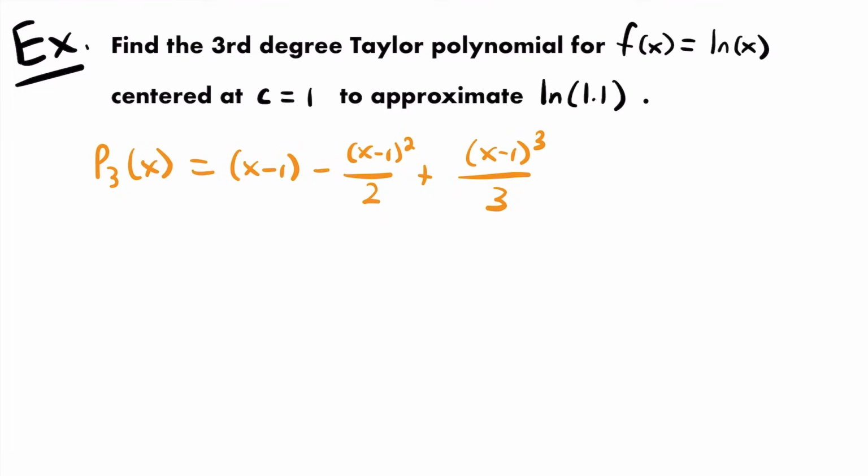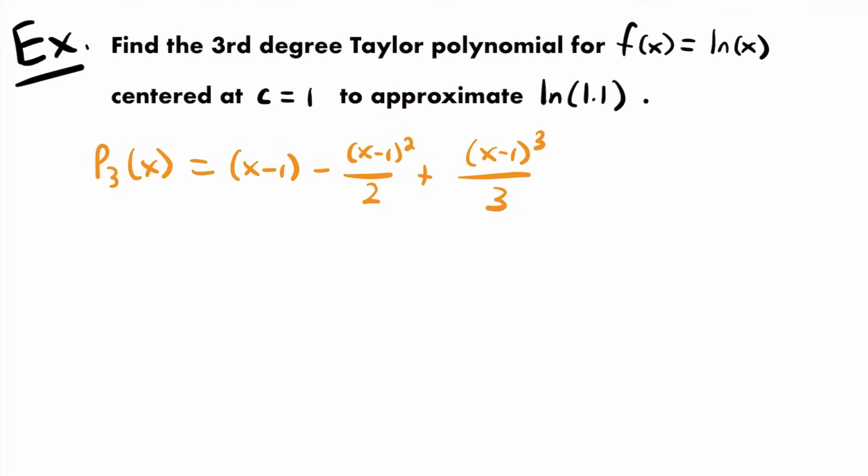It's important to realize that this third degree Taylor polynomial is centered at c equals 1. And what that tells us is that this Taylor polynomial will approximate our function, the natural log of x, around the value of 1. So we can use this Taylor polynomial to approximate values close to 1 for the natural log of x, and that's it. We don't want to use this to approximate values that are a lot bigger than 1 or a lot smaller than 1. We want to use it for values close to 1, like 1.1. We're going to use this to approximate the value of the natural log of 1.1.